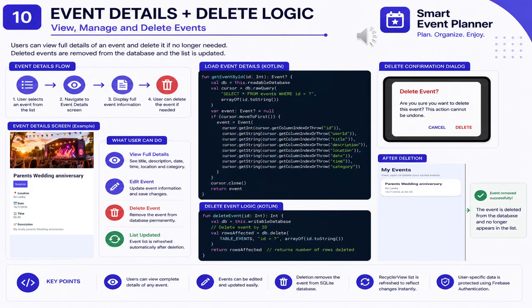So this slide explains how users interact with the event details and perform deletion. When a user selects an event from the list, they are navigated to the event details screen, where full information such as title, description, date, time, location, and category is displayed. The event data is retrieved from the SQLite database using its unique ID.